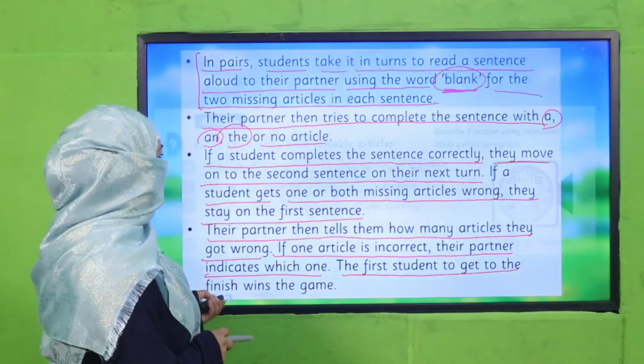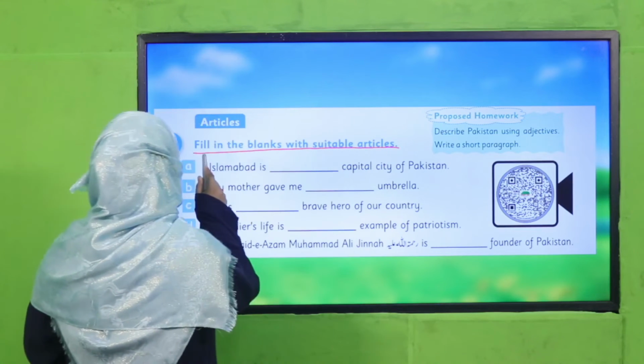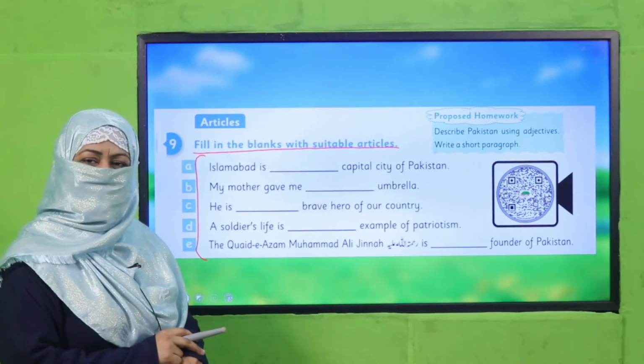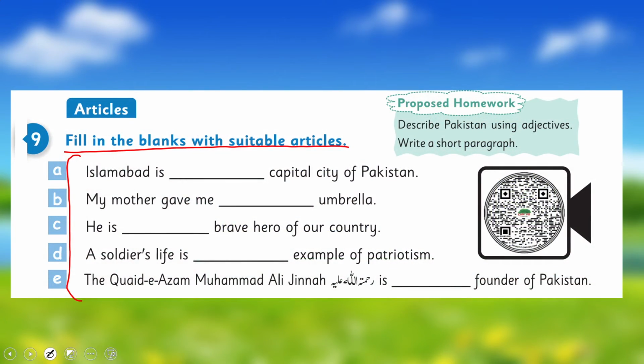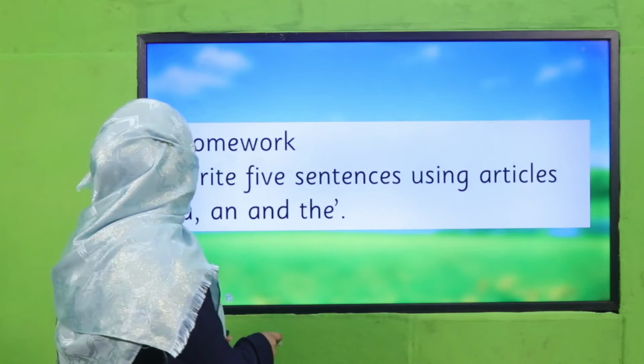Okay, so let's practice it from your book. Fill in the blanks with suitable articles. Here are the sentences, and you have to complete the sentences by using articles. And by the way, what are the articles? A, an, and the. So you have to use one to complete each sentence. Pause the video, complete this exercise in your book, and then come back. Yes, my dear children, are you done with it? Good job. So it's time for your homework.